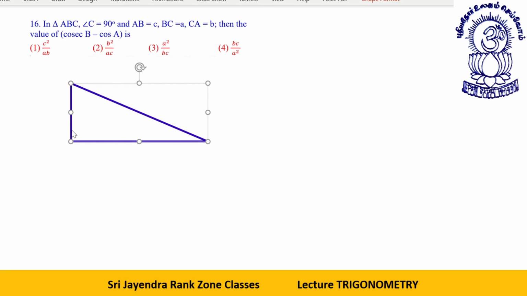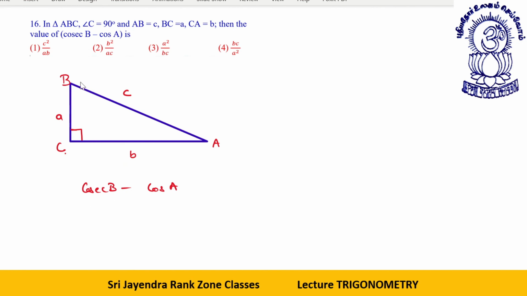Angle C is equal to 90 degrees. Let's say this is A, this is B. Obviously AB is c, BC is a, CA is b. Then you have to find the value of cosec B minus cos A. This is a core trigonometry question, basic, pure trigonometry.